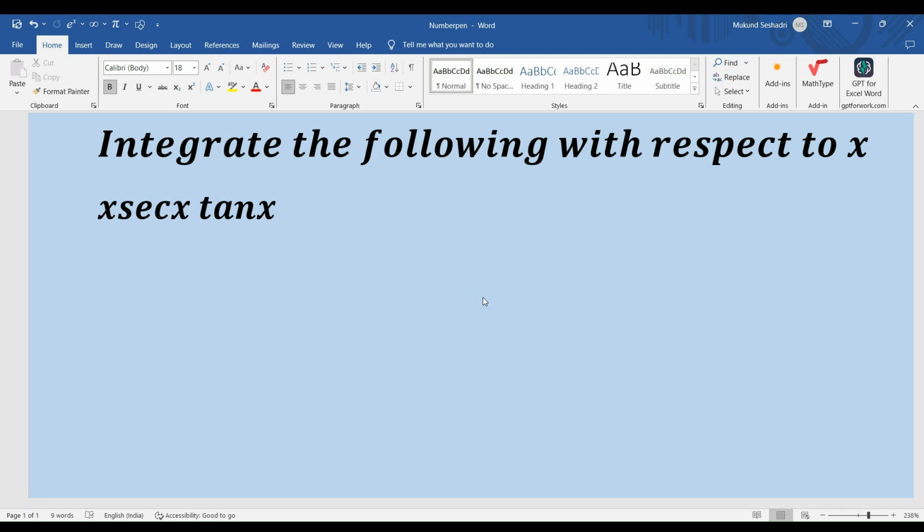So there we have the problem on the screen. Integrate the following with respect to x: x secant x tan x. So what we've been given is dy by dx and we've been asked to find y. So my y is nothing but the integral of the given expression. So let's write down what is our y.